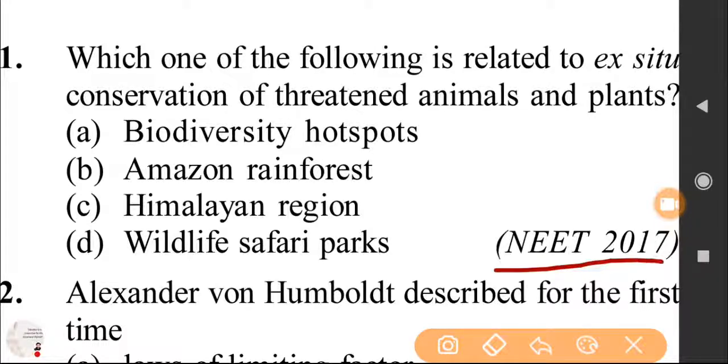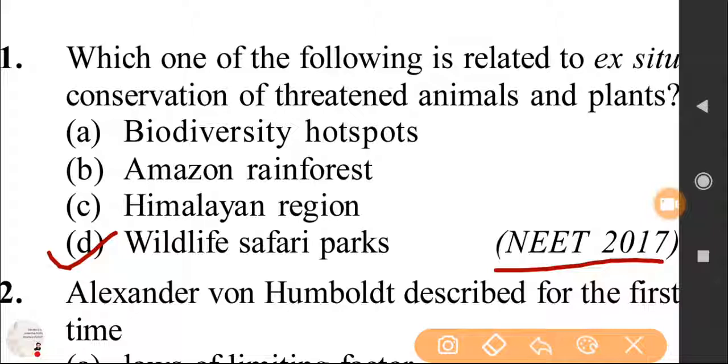This is the question of NEET 2017. So it becomes an important question. I will explain every question after giving the answer. So in this, the right answer is D, wildlife safari parks. Okay.